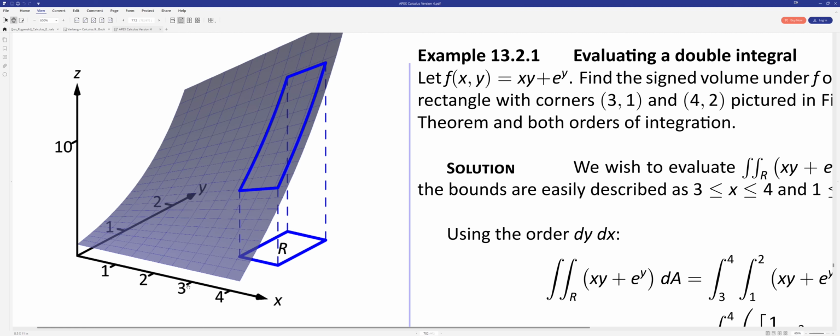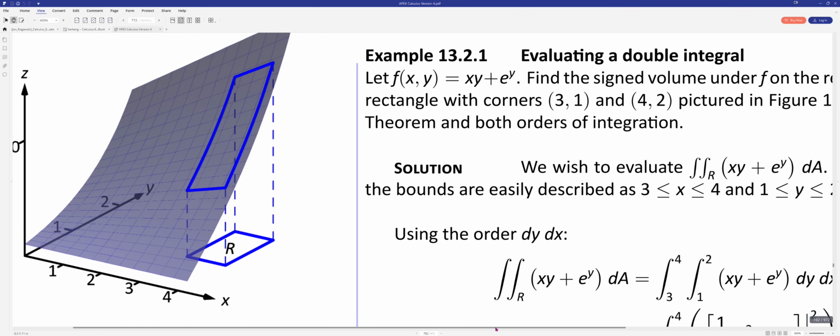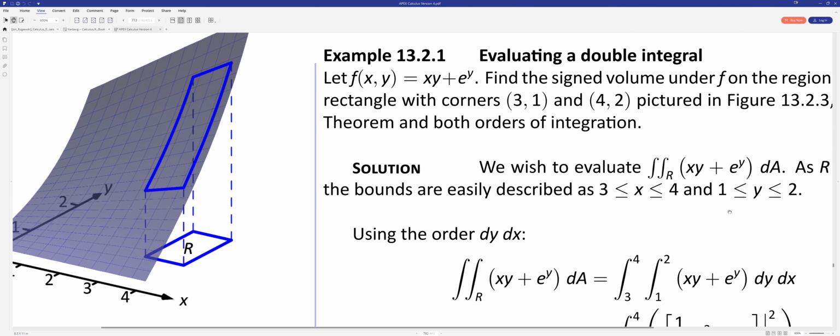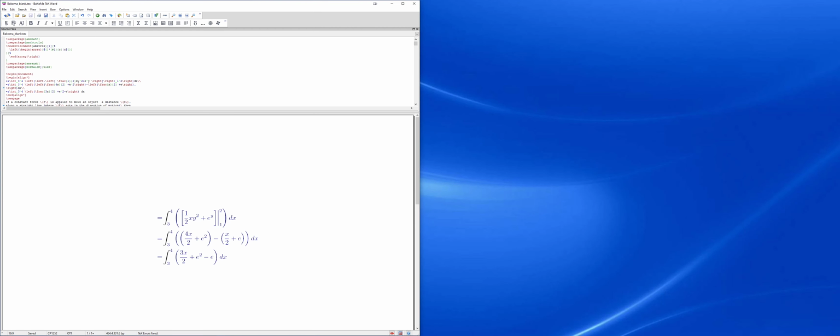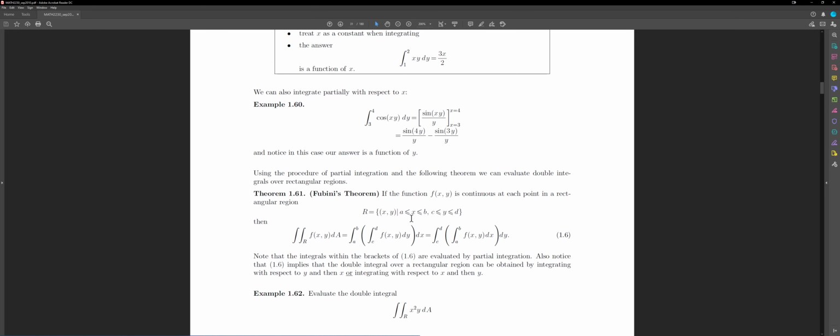Here you're seeing that x lies between 3 and 4, and y is between 1 and 2. So this is a rectangular region where x is between 3 and 4, and y is between 1 and 2. If I want to do a double integral over a rectangular region, how you do it is you can integrate with respect to y first, and then with respect to x.